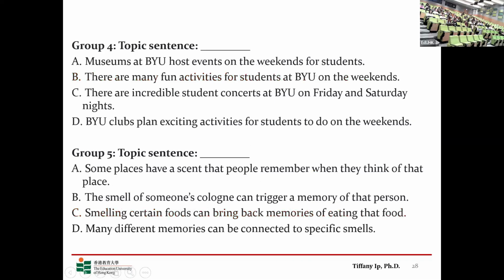And then group 4, what is your answer? B. Very good. Yes, B. B for Bravo. And there are many fun activities for students at this university. Right? And the examples are like museums, concerts, and also clubs. In group 5, the last one, your answer is D. Yes. Right. Many different memories can be connected to smells. And then you can see like maybe places, cologne, right, and also foods.